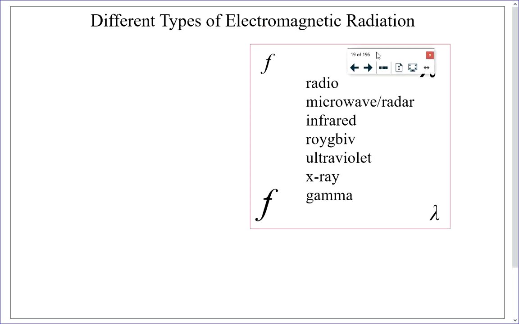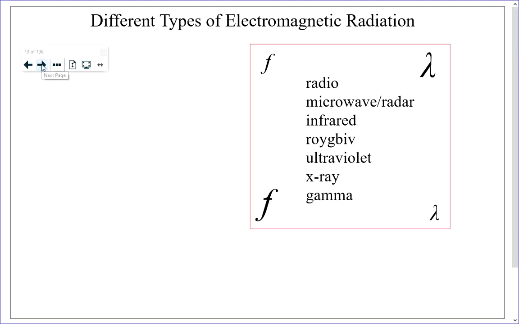There are different types of electromagnetic radiation. We've learned that there are 7 main groups. I suppose you could subdivide these and maybe even find other groups to add. But going from low frequency, we have radio waves, microwaves, which are also known as radar, then infrared radiation, visible light going from red to violet, then ultraviolet radiation, X-rays and gamma radiation.